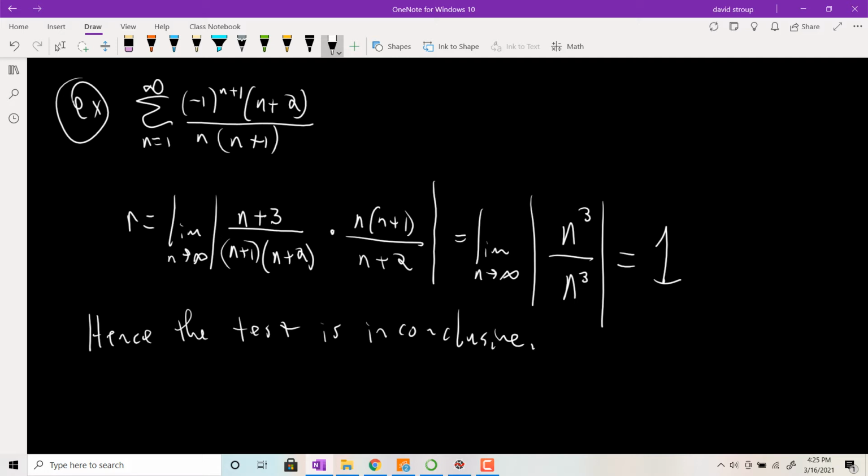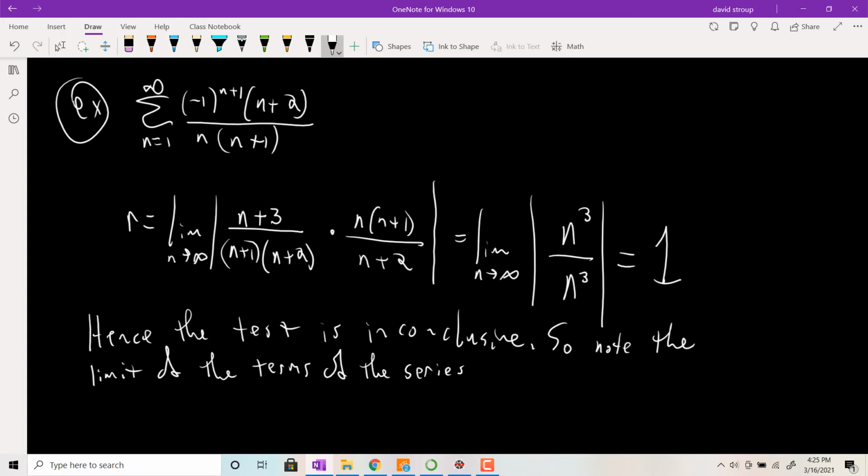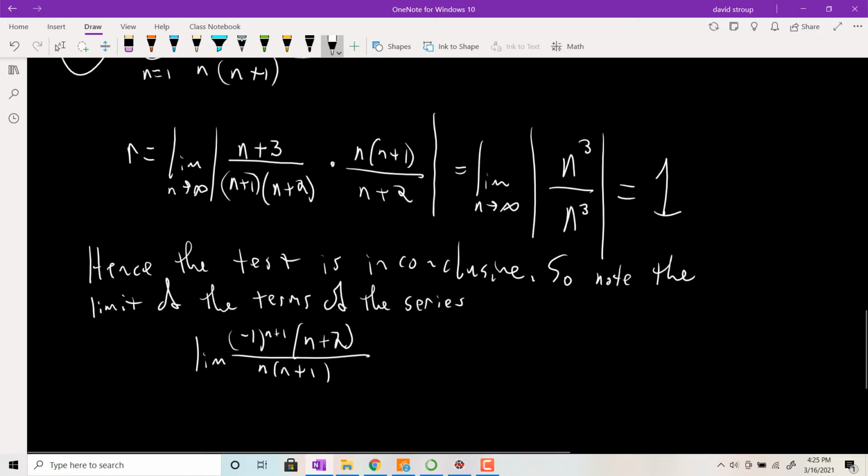So the remedy is to use the nth term test. If you do get an inconclusive, you have to turn around and use a different test in order to make your conclusion. So note the limit of the terms of the series: the limit of (-1)^(n+1) times (n+2) all over n times (n+1). Well, wait a second. This thing is going to equal 0. The limit of that is actually 0.